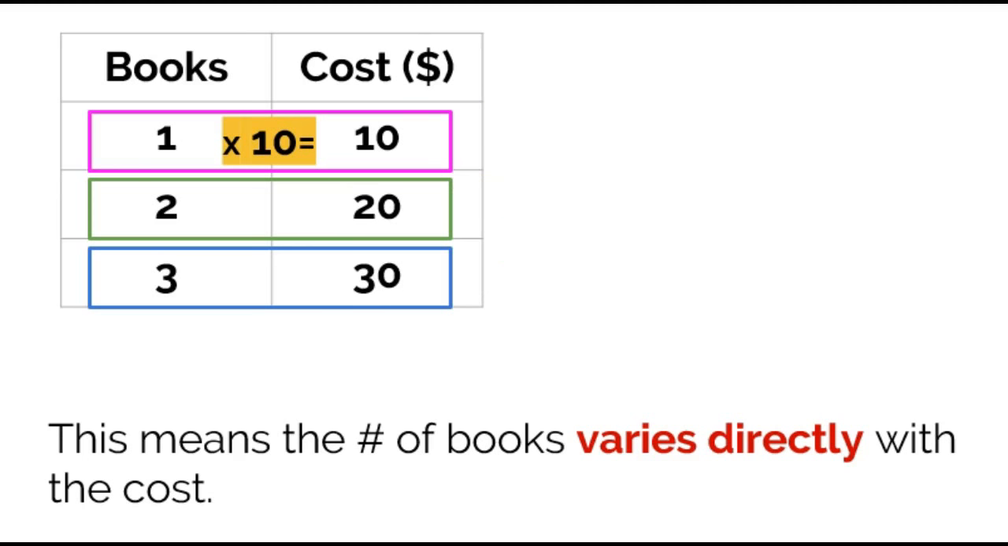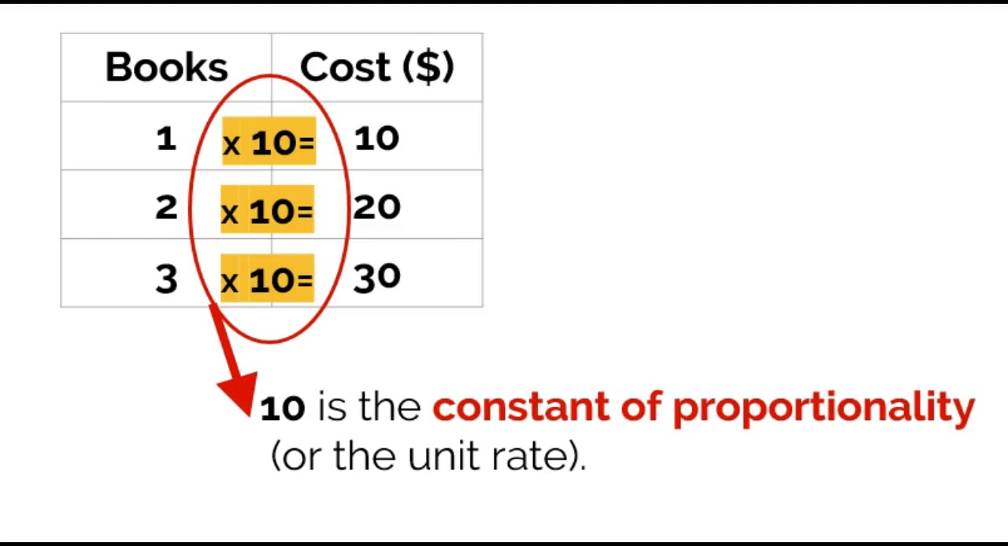So right here, looking at this table again, we know that 1 times 10 is $10, 2 times 10 is $20, and 3 times 10 is $30. Hopefully you see the trend here. This 10 right here is what we call the constant of proportionality, or the unit rate without all those units in there. So that 10 is the constant of proportionality. That is how we are varying directly books to cost, by multiplying by 10.